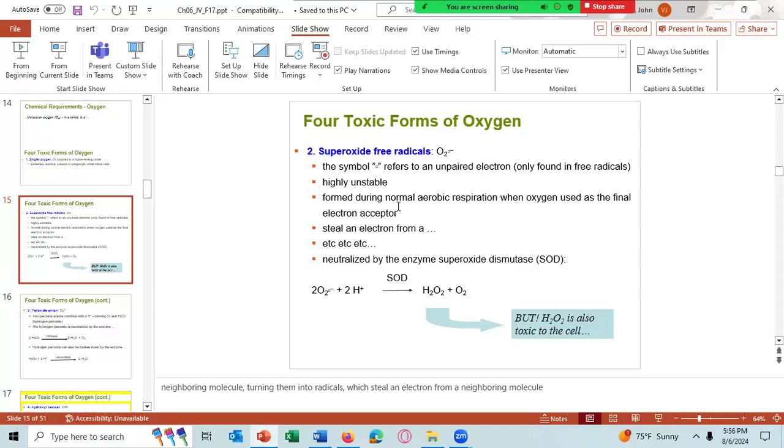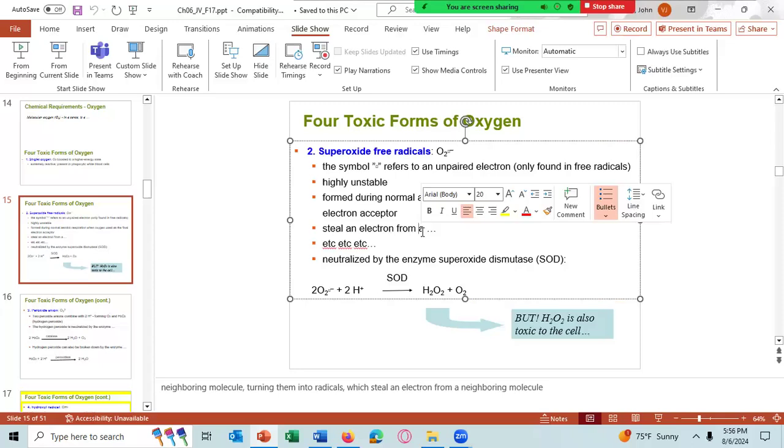Superoxide free radicals are produced in normal aerobic respiration when oxygen is used as the final electron acceptor. And then they'll bump into something and steal an electron from it, which could steal the electron from the neighboring molecule, making that molecule a free radical. And then it can bump into another molecule, which can steal the electron from that molecule. And the danger is it can mutate DNA as well as damage whatever that molecule is. And so we need to neutralize superoxide free radical.